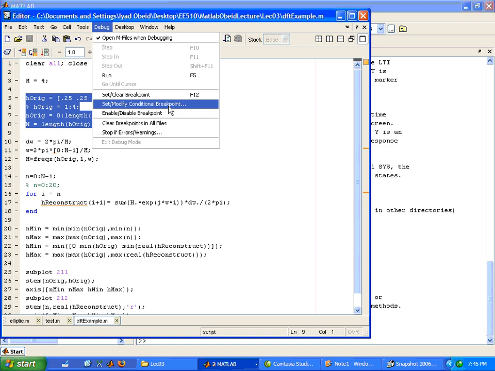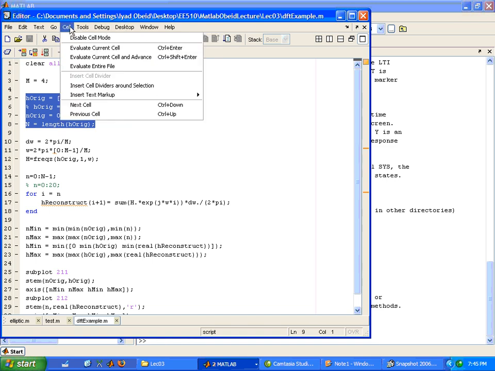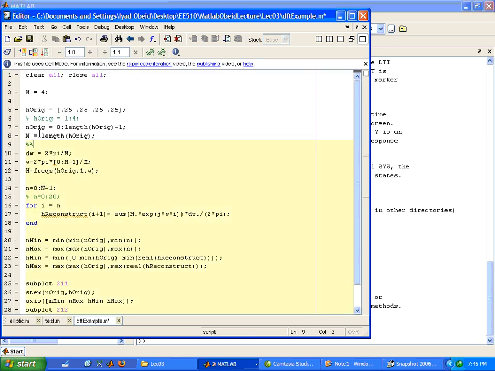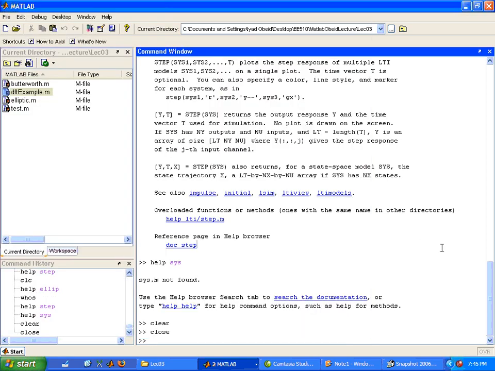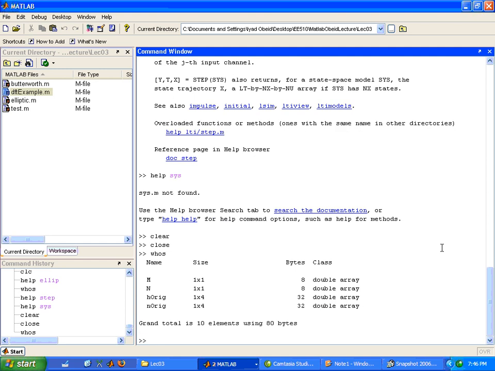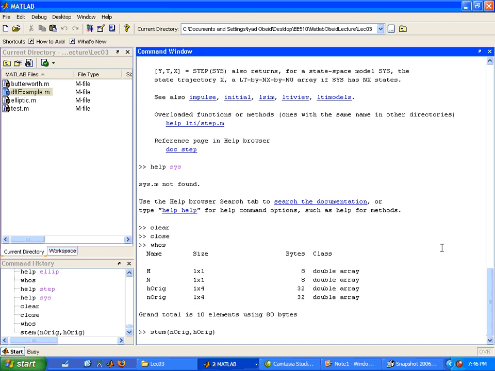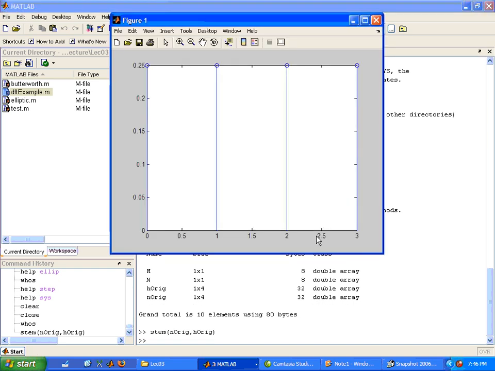Okay, so I want to evaluate the highlighted code. Okay, let's do it like this. Cell, evaluate current cell. So stem n orig, h orig. So here's my original sequence. It's just 4 points, each one of value a quarter. Everyone happy?